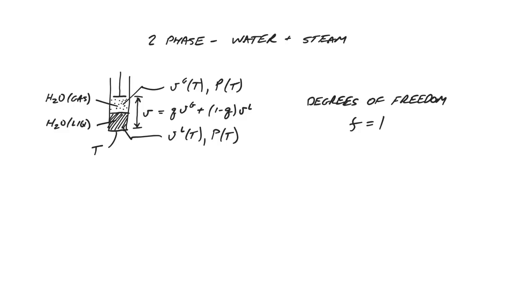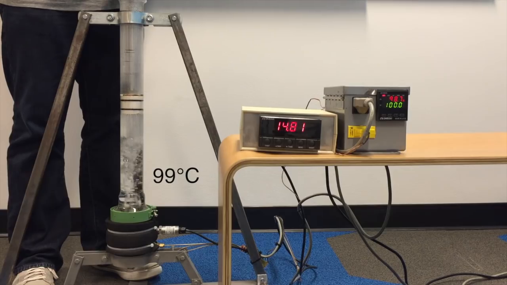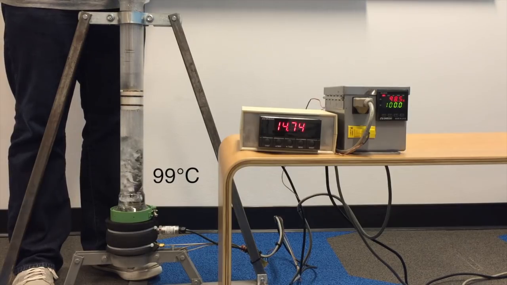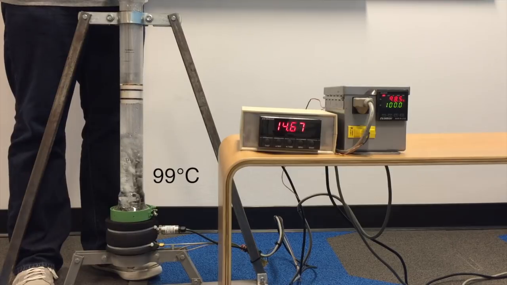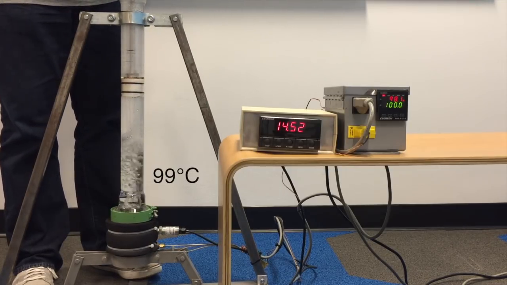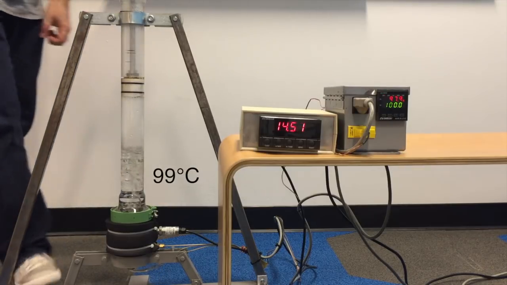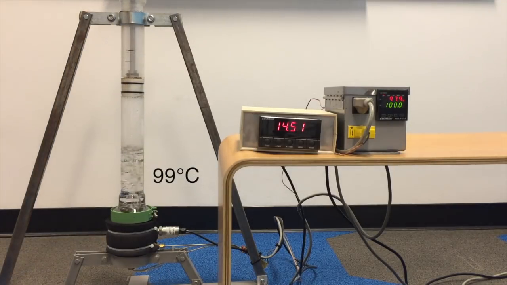So what happens if we change the temperature? Repeating this experiment at 99 degrees C, we can see that the saturation pressure is now much higher, close to atmospheric. In fact, we can actually let go of the piston in this case because the pressure inside is about the same as the outside pressure. This aligns with our understanding of the normal boiling point of water, which is 100 degrees C at 1 atmosphere.